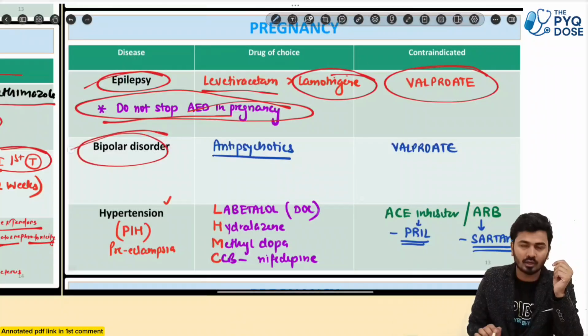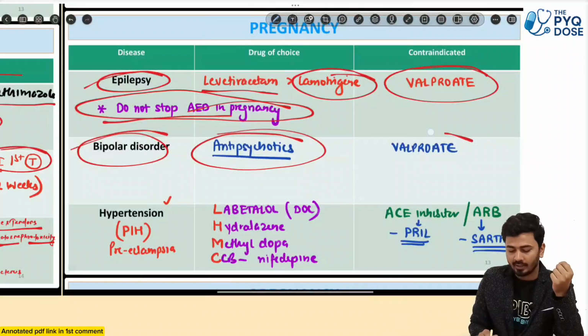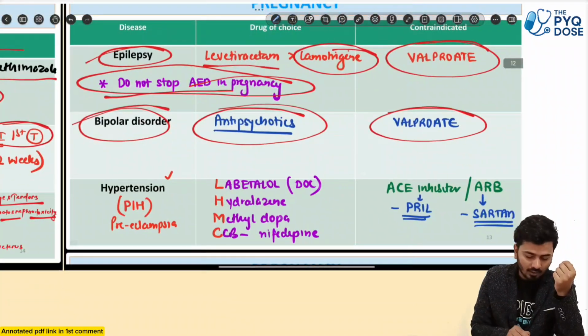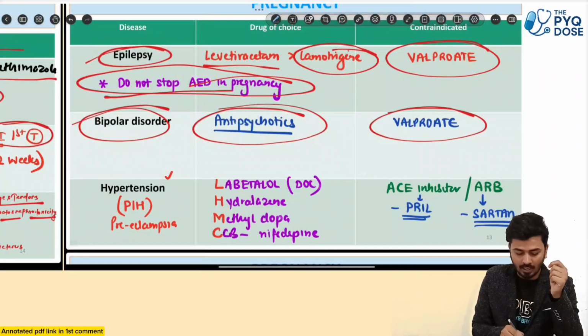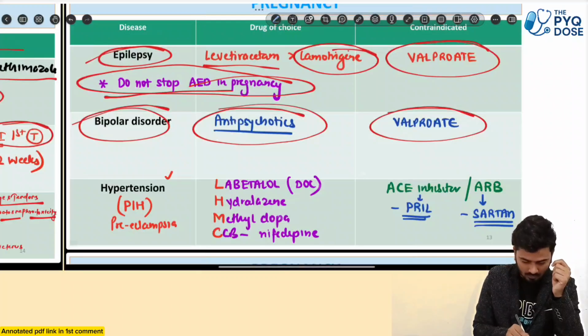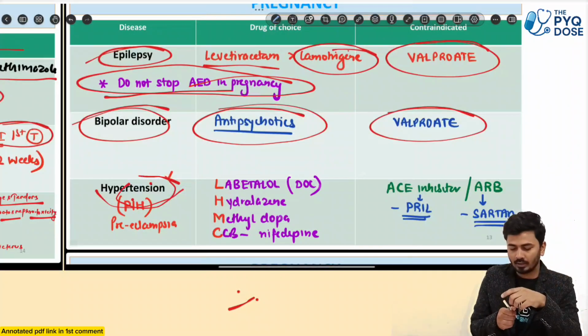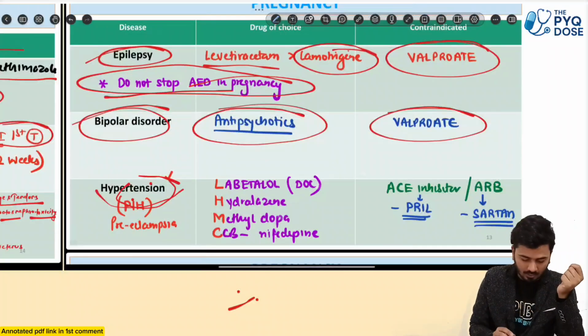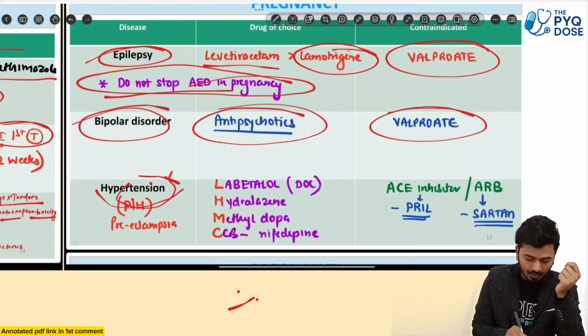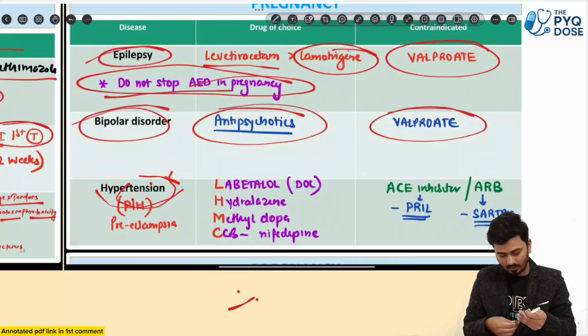If we talk about bipolar disorder, the drug of choice will generally be antipsychotics, and contraindicated will be valproate. In the case of hypertension or pre-eclampsia, why is it not working?